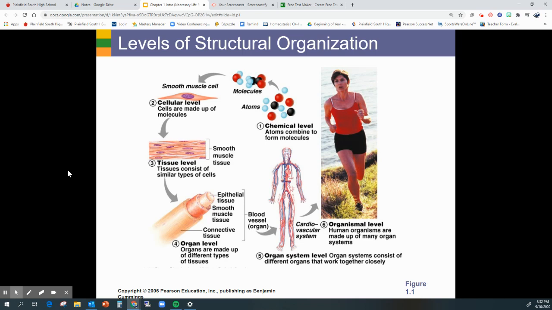For molecules, those would be things like carbon dioxide, oxygen, water, ATP, carbohydrates, lipids, proteins. Those would be things we find in the molecule level. From there, we really get into looking at the basic building blocks for all things, which is the cellular level. They're showing us a basic smooth muscle cell there.